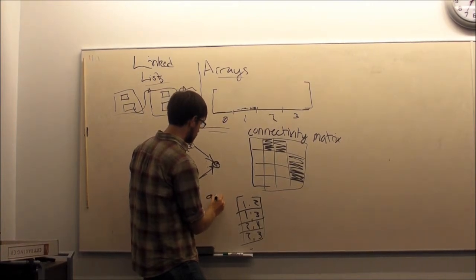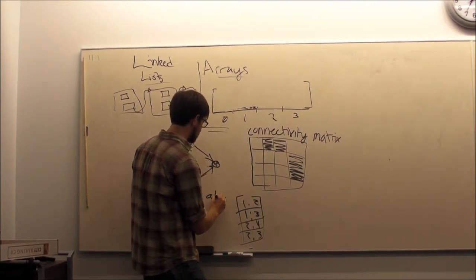What do I call it? Do I call it association list? Adjacency. Adjacency, there we go.